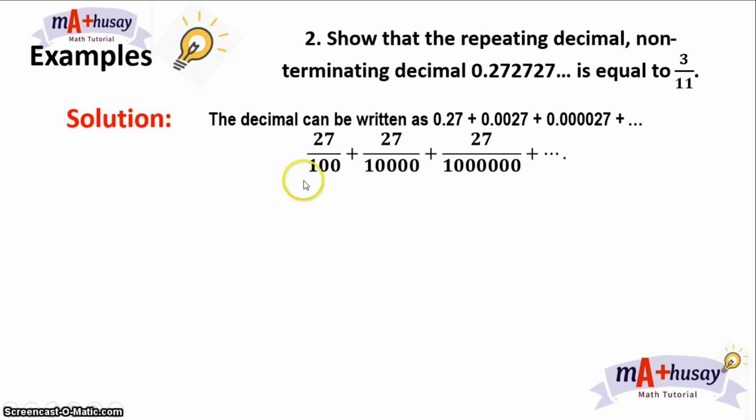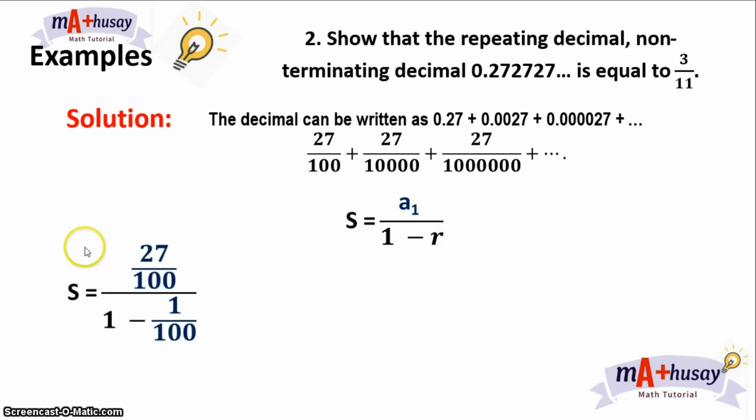So, from this, we know that we have an infinite geometric series, right? The first term in this series is 27 over 100, while the common ratio r is 1 over 100. So, we will use the infinite geometric series formula: S is equal to the first term all over 1 minus r. Substituting the values, we have 27 over 100 all over 1 minus 1 over 100. We have to simplify first the denominator.